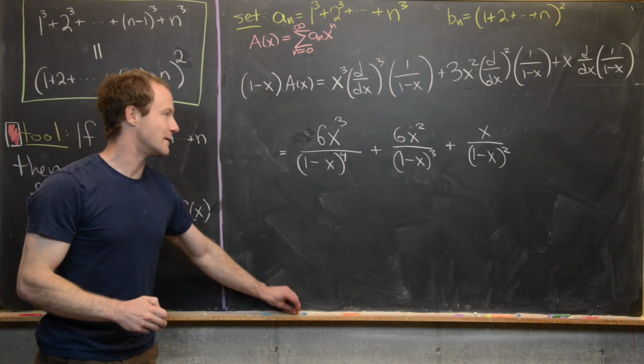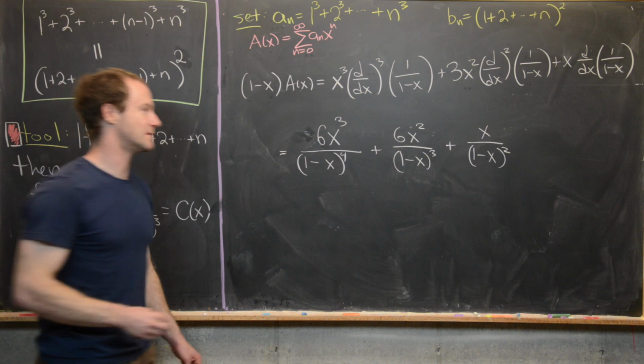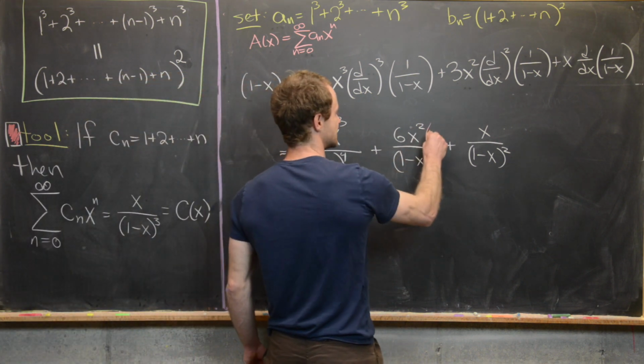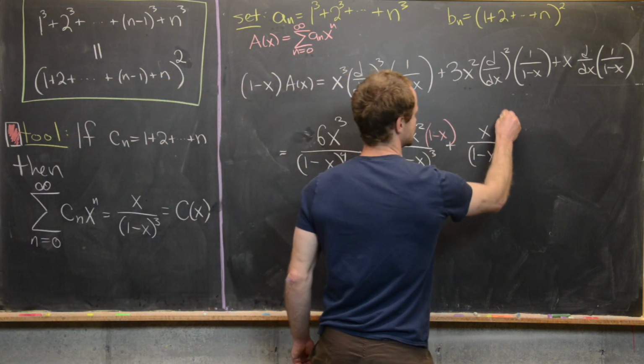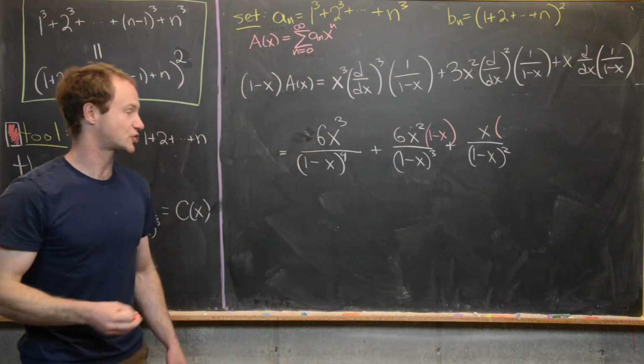Okay, so now we want to build these denominators so that we can combine everything. So I'll multiply this one by a 1 minus x. I'll multiply this one by 1 minus x squared.